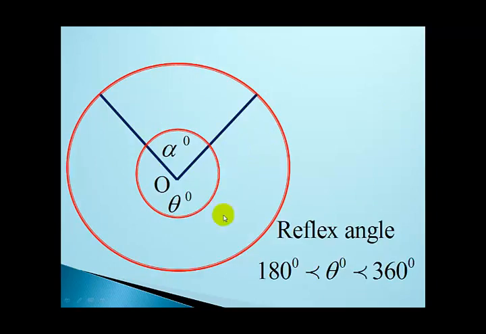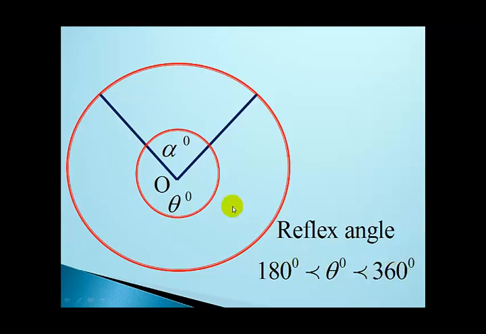Now, considering the circle as shown, there are two angles at the center of the circle, and the center of the circle is O. The two angles at the center of the circle are alpha degrees and theta degrees. Theta degrees is the reflex angle. The reflex angle is an angle that is greater than 180 degrees but less than 360 degrees.